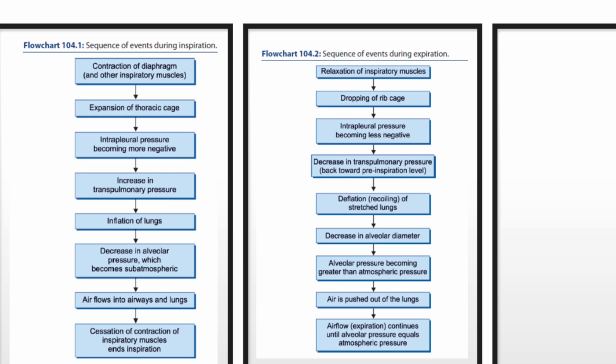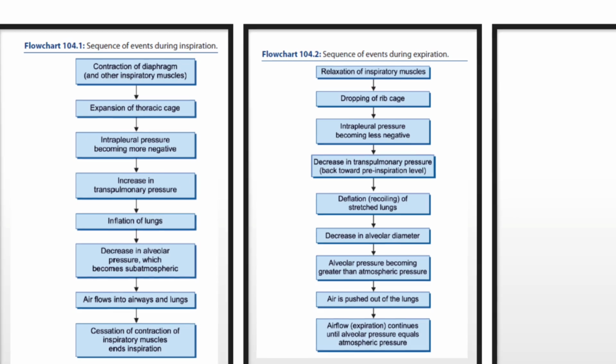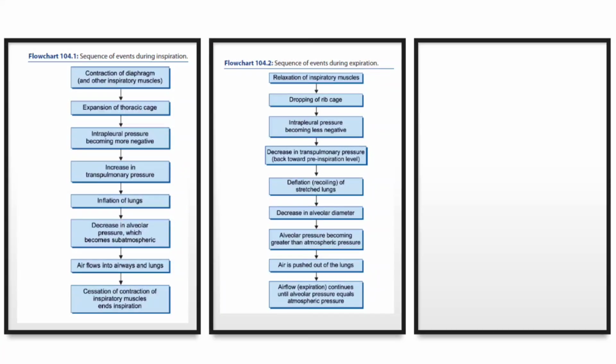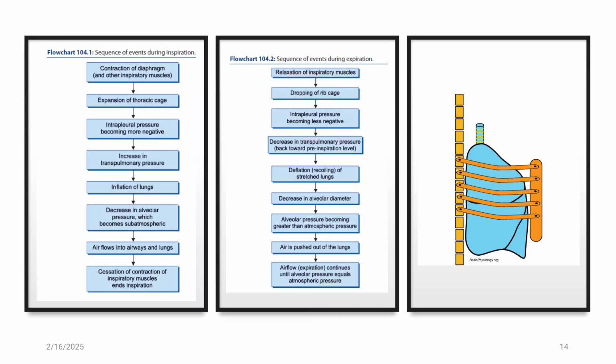Now what about the expiration? Relaxation, it is a passive process. Relaxation of inspiratory muscles, dropping of the rib cage, intrapleural pressure becomes less negative, so the transpulmonary pressure will decrease, deflation of the lung and decrease in the alveolar diameter. Alveolar pressure becomes greater than the atmospheric pressure. Air will be pushed out of the lungs and the airflow will be outside the lung. So that is actually the expiration. These are the processes of expiration.